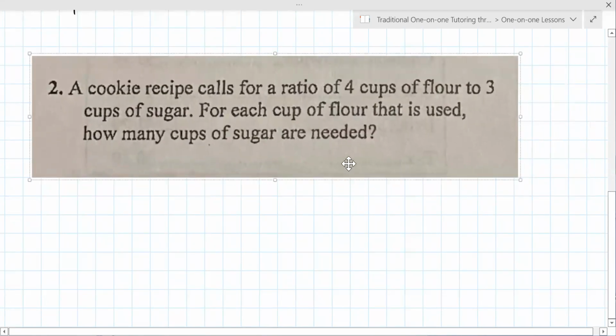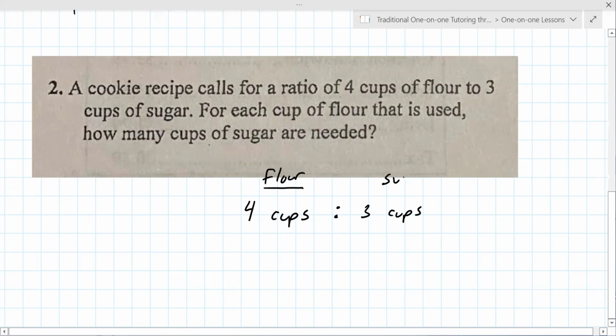All right, a cookie recipe. A cookie recipe calls for a ratio of 4 cups of flour to 3 cups of sugar. So the way I would start writing this is 4 cups to 3 cups. And the one on the left here is for flour, and the one on the right here is for sugar.